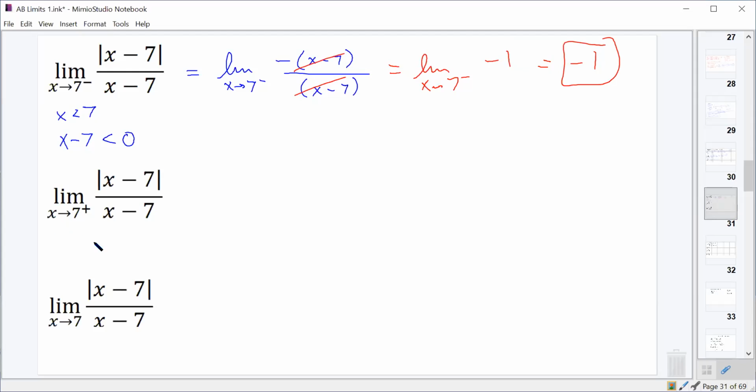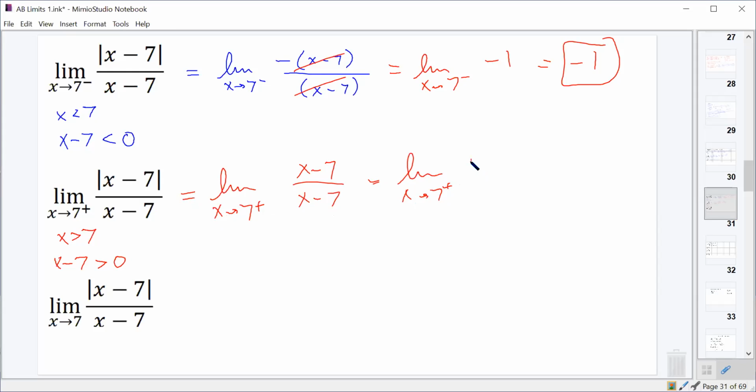And what about this one? As x approaches 7 from the right, x is greater than 7, which tells us that x minus 7, the thing inside the absolute value, is positive. And so its absolute value is just itself. Clearly we can cancel those out to give us the limit as x approaches 7 from the right of 1, which is 1. And what does that tell you about the two-sided limit? It does not exist. All right, everybody feel okay about that?